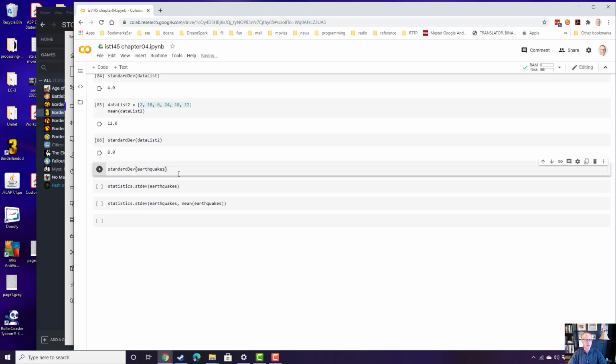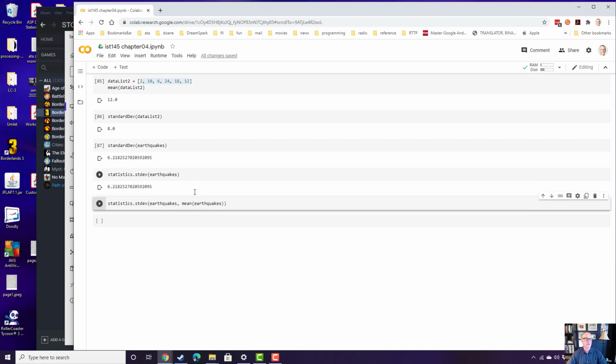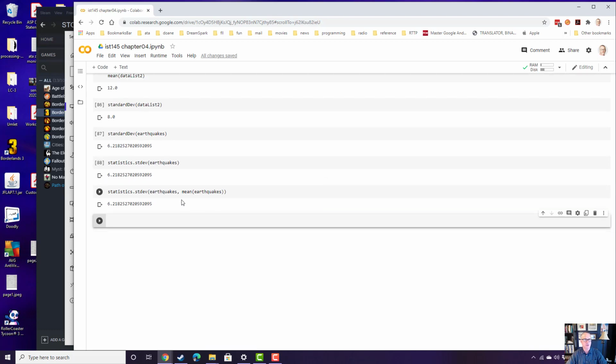Look at the standard deviation of my earthquakes list. It's a floating point number, about 6.21. And I can look at the statistics module, which has a standard deviation function, stdev, and I get back the same answer. You could also change the mean if you want. If you want to provide your own mean to evaluate the standard deviation, you could do that. In this situation, I'm just providing the same mean as I had before, and I get the same answer.